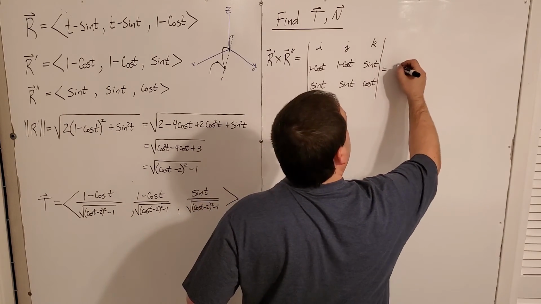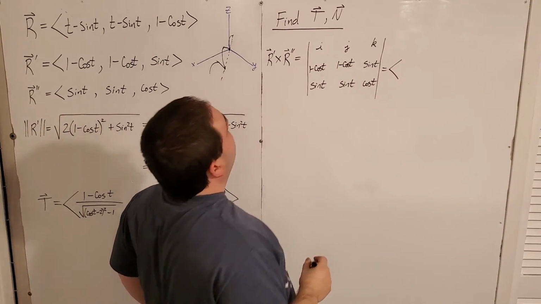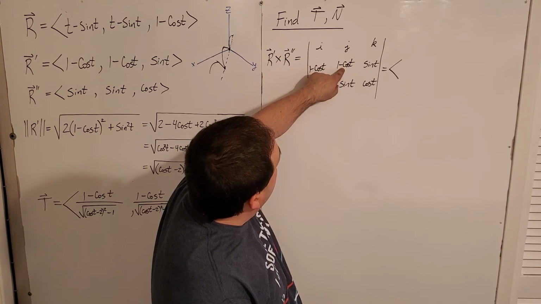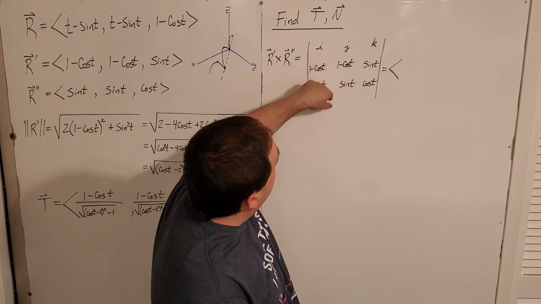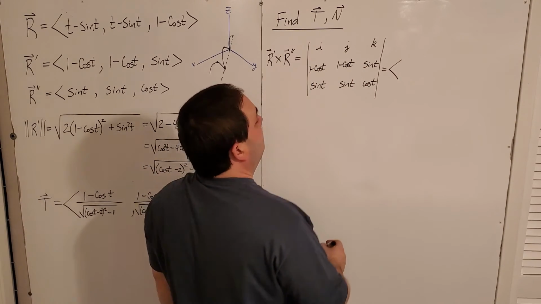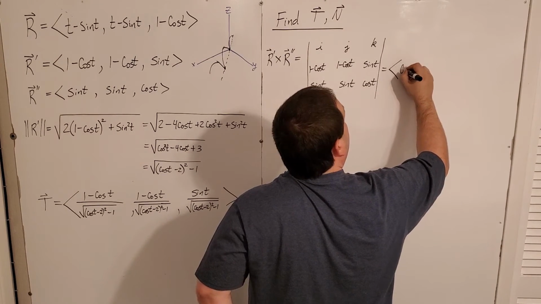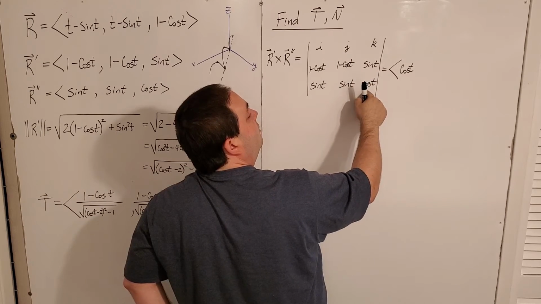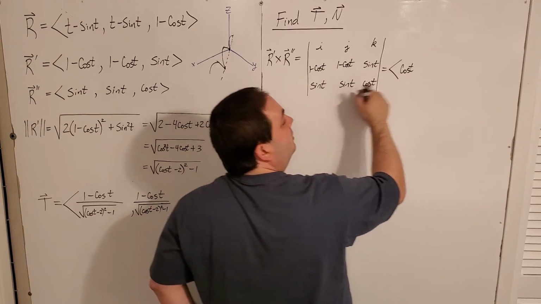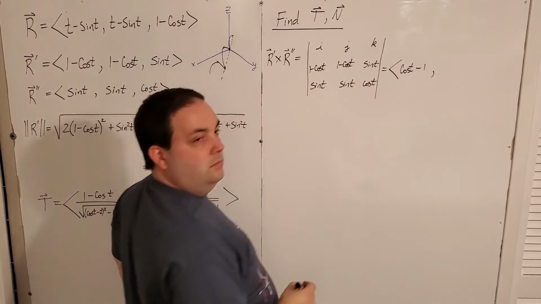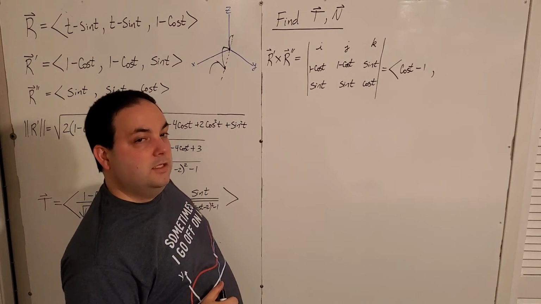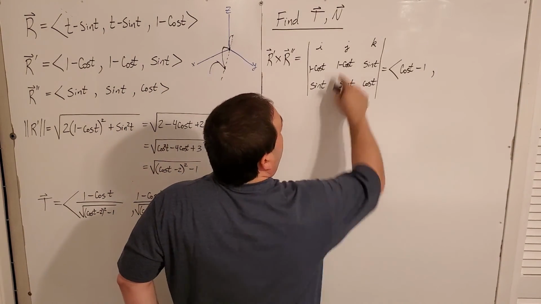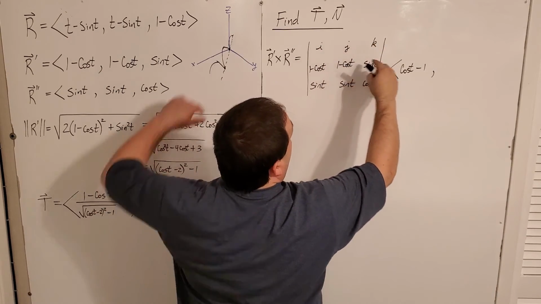Okay, so let's do this. Derivative, cross product, not derivative. For I, I'm going to have 1 minus cosine t times cosine t minus sine squared t. So I've got cosine t, because that's cosine times 1, minus cosine squared minus sine squared. So that's just minus 1, right? Minus cosine squared minus sine squared gives me negative 1.